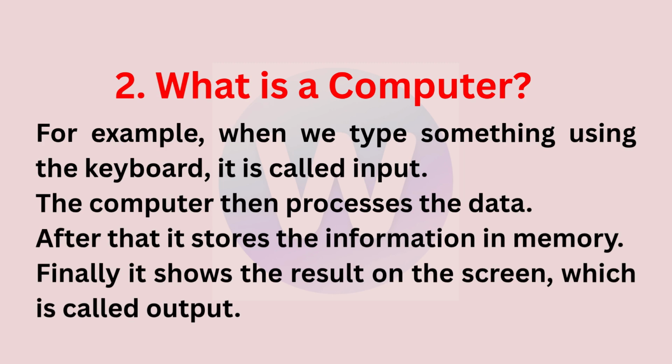For example, when we type something using the keyboard, it is called input. The computer then processes the data. After that, it stores the information in memory. Finally, it shows the result on the screen, which is called output.